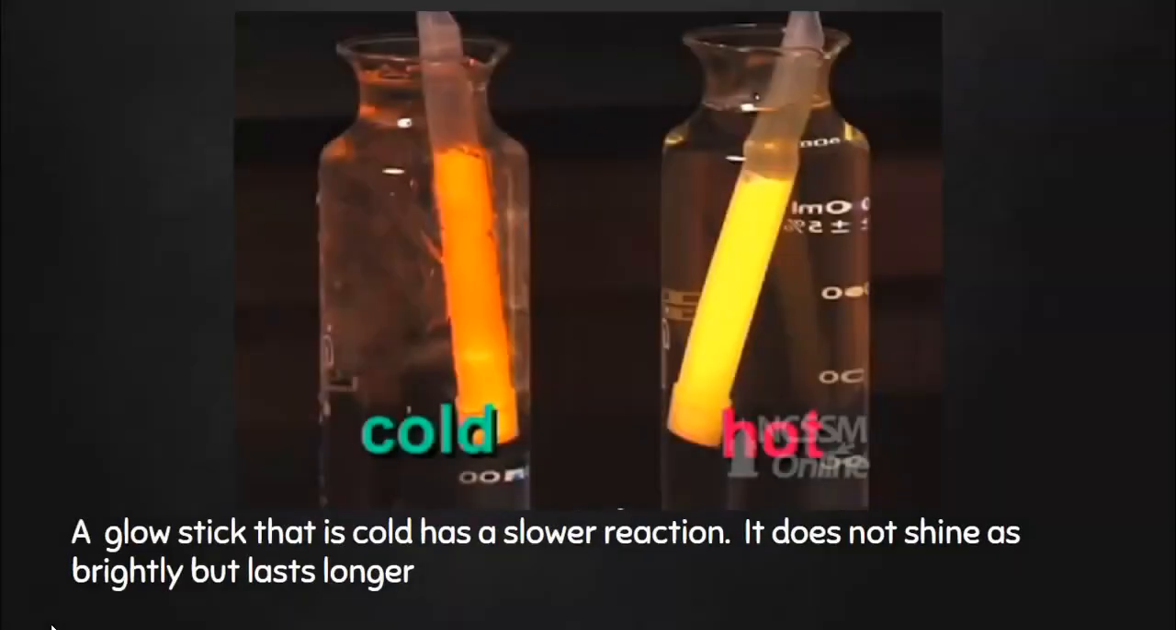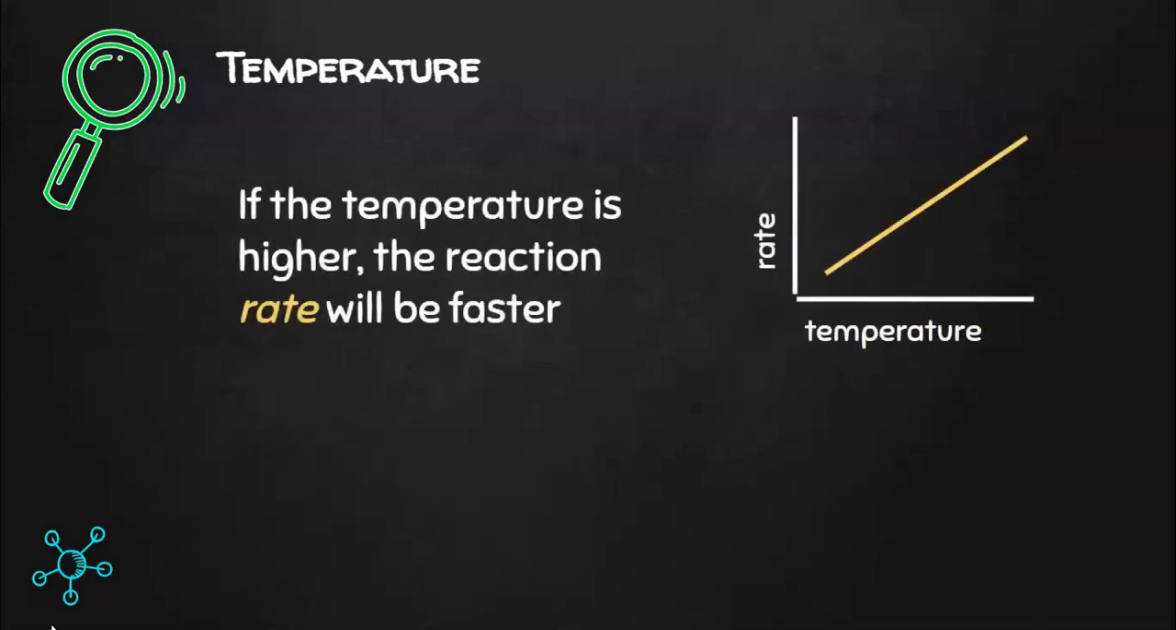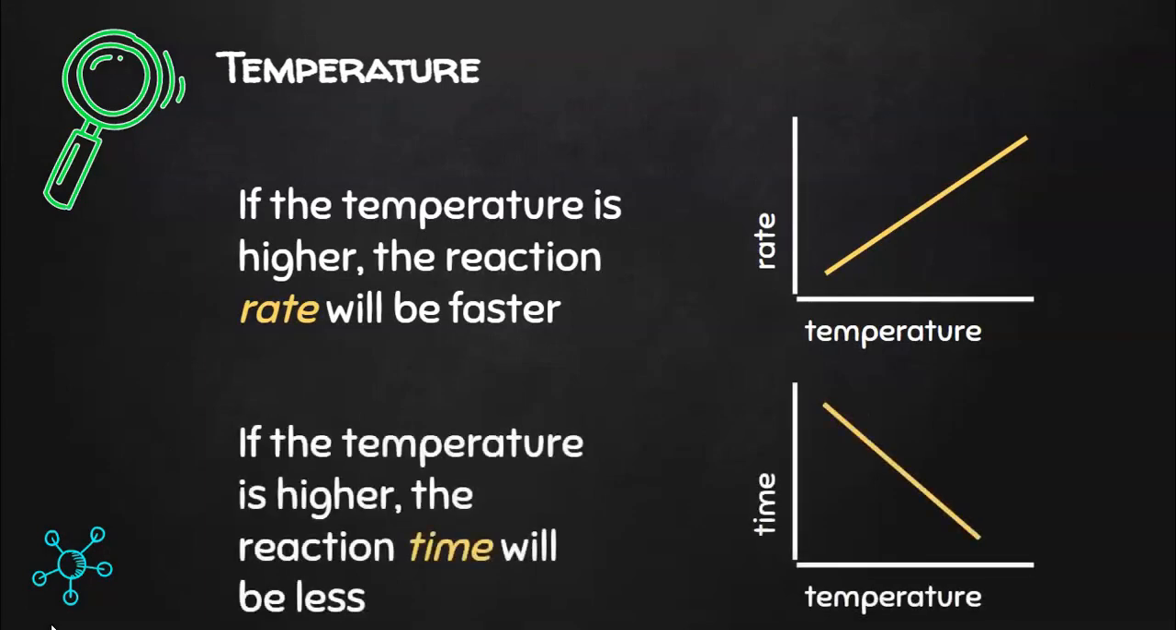This is why a glow stick that is in cold water would have a slower reaction and not shine as brightly as one that is in hot water. However, because it is a slower reaction in cold water, that glow stick will also last longer. So if temperature is higher, the reaction rate will be faster, but if temperature is higher, the reaction time will be less because a faster reaction takes less time.